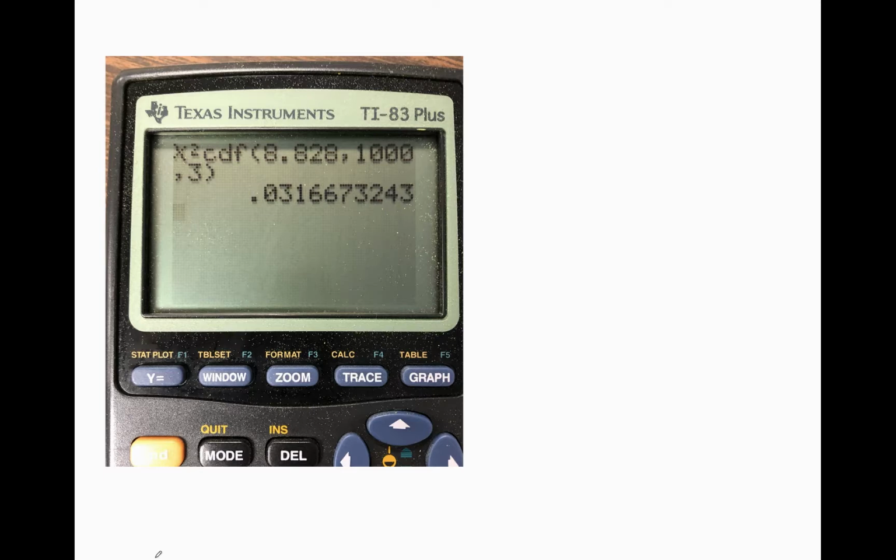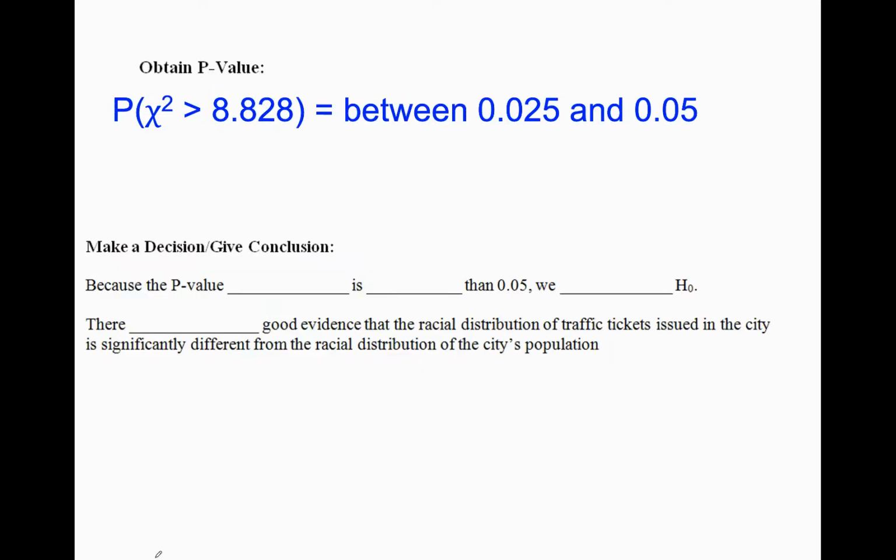So that's my p-value. Now, if we go back to your notes, remember we said the p-value had to be somewhere between 0.025 and 0.05. And the calculator gave us 0.0317, which is definitely in that range. So when you make your conclusion, you can either use the p-value that you get from the calculator, or you can use the table value, whichever one you prefer. Either way, you get the same conclusion, which is to reject the null hypothesis.